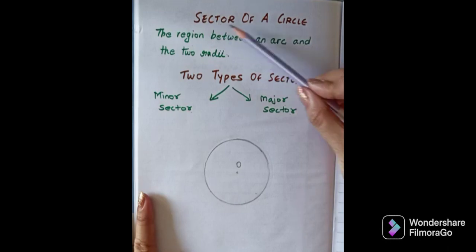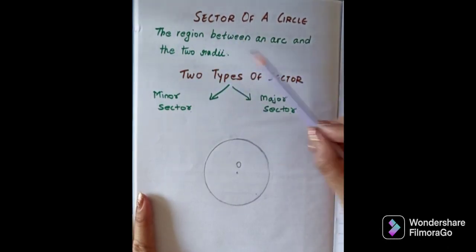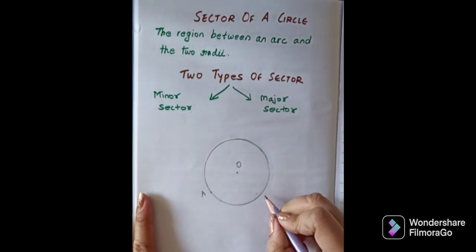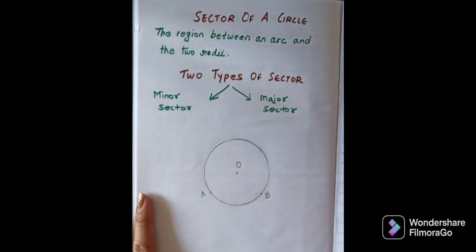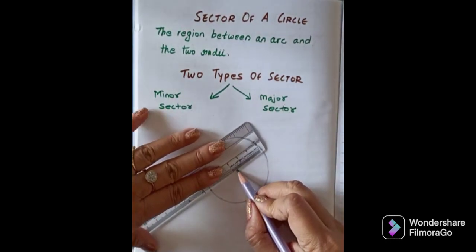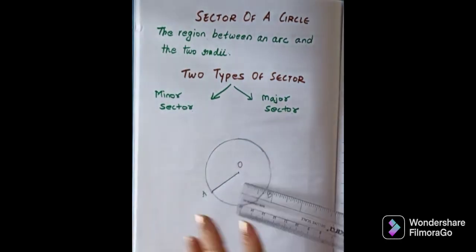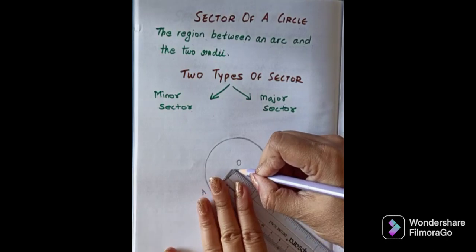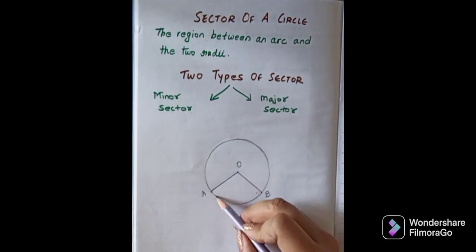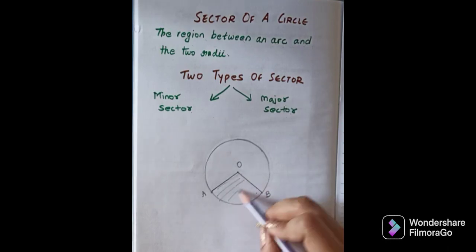Next term is sector of a circle. It is the region between an arc and the two radii. So let's take an arc. AB is a minor arc and two radii. So O is the center of the circle and A is a point on the circle. If I join OA, I will get a radius. And similarly, if I join O and B, I will get another radius. So I have two radii now, and a minor arc AB. So this part is the sector of the circle.